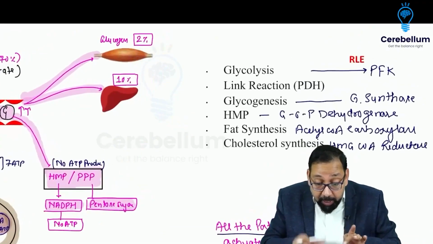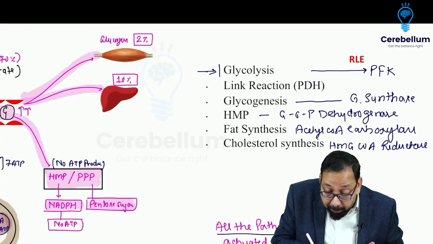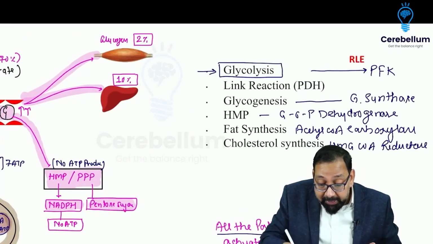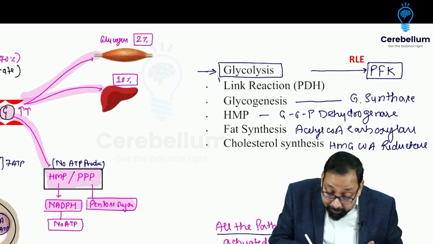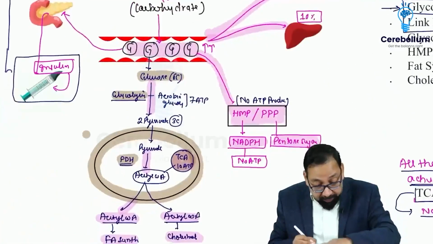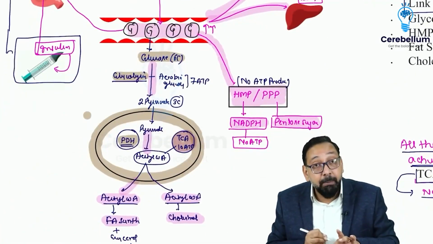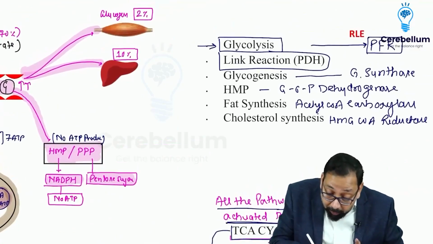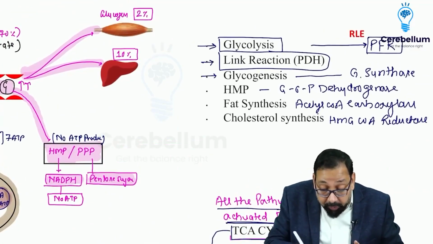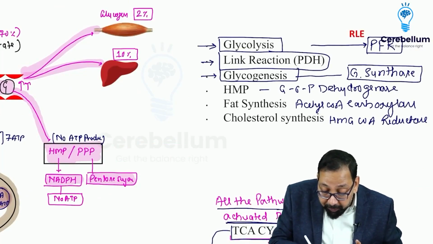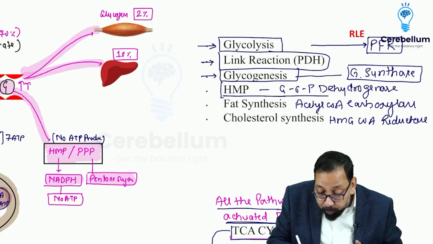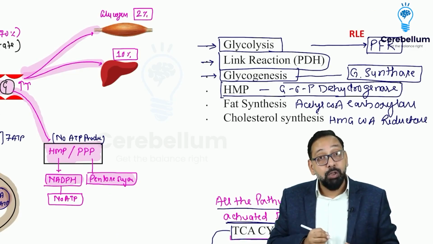Now I summarize. Yes, glycolysis is activated by insulin. So the rate limiting enzyme of glycolysis, phosphofructokinase, is activated by insulin. Link reaction, pyruvate dehydrogenase: this link reaction is activated by insulin. Yes, glycogen synthesis: the rate limiting enzyme glycogen synthase is activated by insulin. HMP shunt: the rate limiting enzyme glucose 6-phosphate dehydrogenase is activated by insulin.